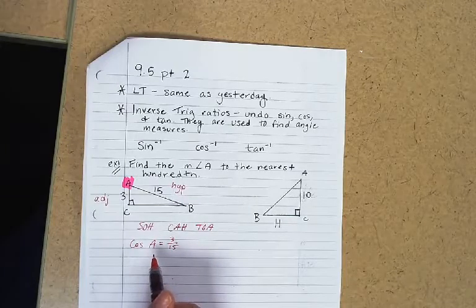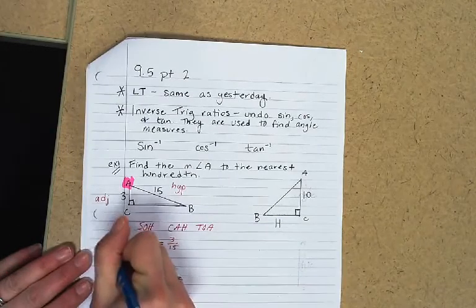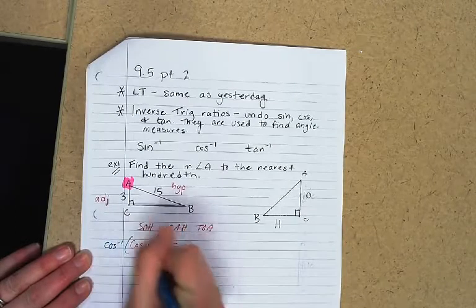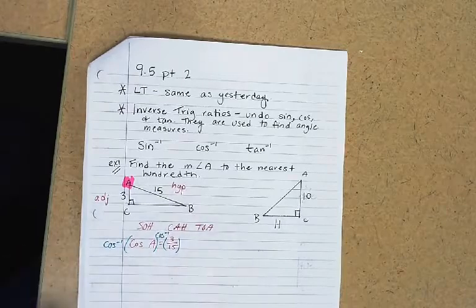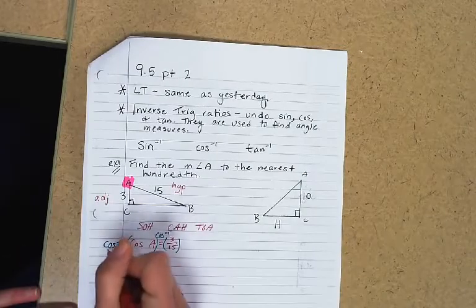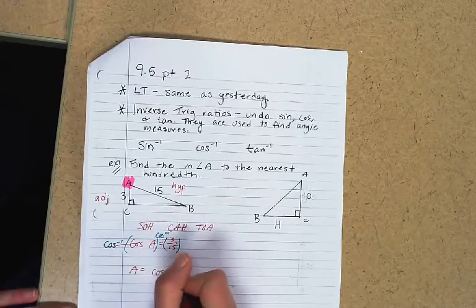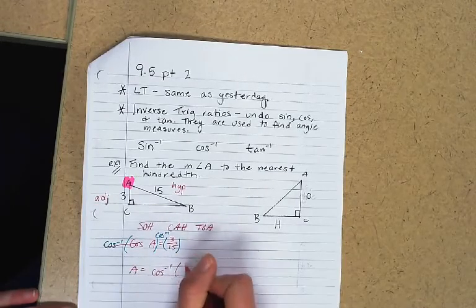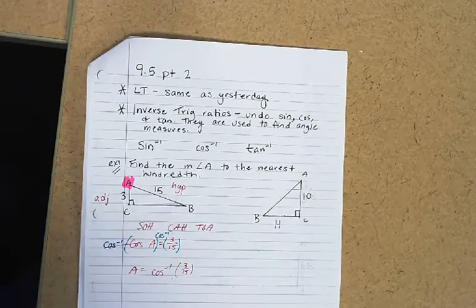We are solving to figure out what A is. So actually what you do is the cosine inverse of both sides, because we want A to be by itself. So we go cosine inverse, cosine inverse. Those cancel each other out, and A is cosine inverse of 3/15, which again, is just a button on our calculator.